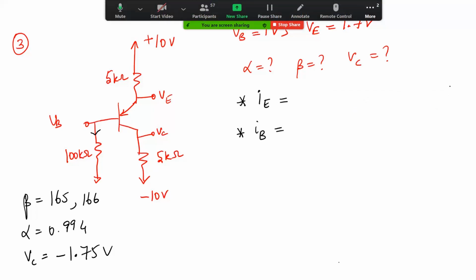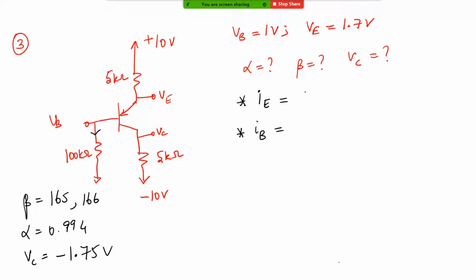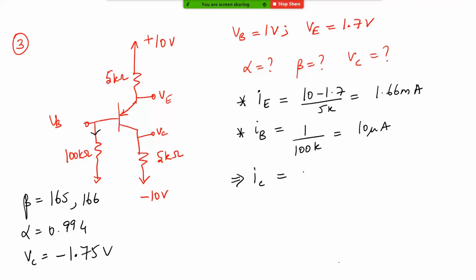Okay, so how do you go about solving this? First, see what all you can find out. The value of IE you can get directly. It is 10 minus 1.7 divided by 5K. You will get 1.66 milliamps, correct? And what is the value of IB? IB is 1 volt divided by 100K. You'll get 10 microamps, correct? Now from these two you can find out IC. IC is IE minus IB, which becomes 1.65 milliamp.